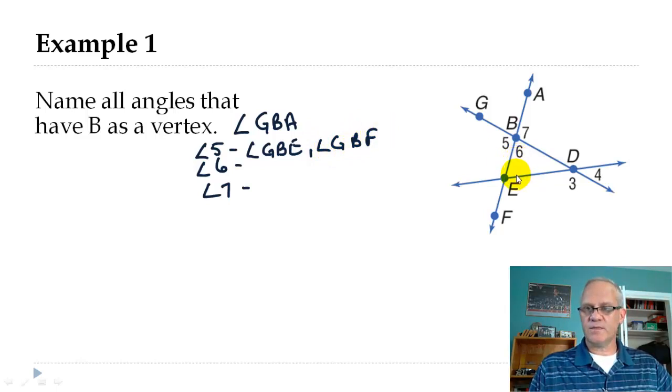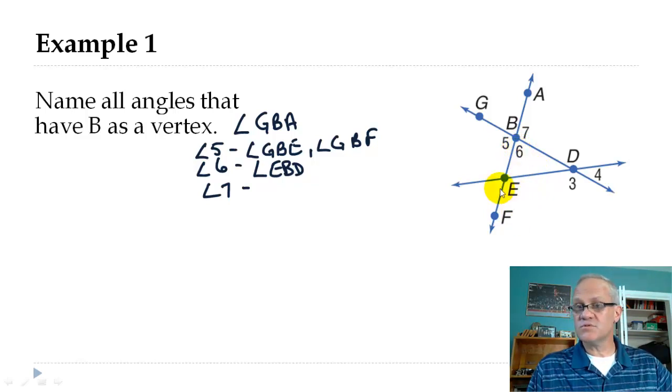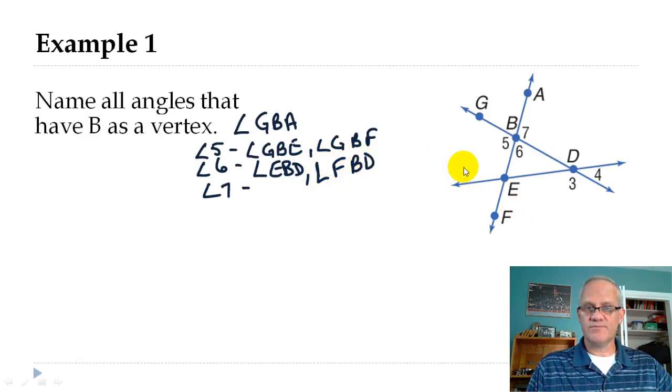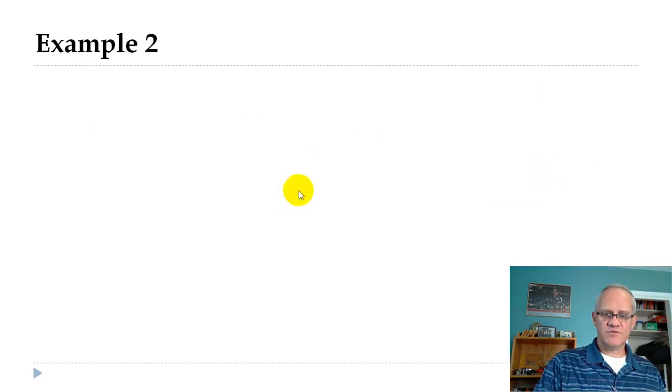Angle 6, you could call angle EBD. What else could you call angle 6? What's that? Did you say FBD? Very good. So angle FBD. If you did F, B, and D, then that would work. Also, the reverse, DBF or DBE, would also work. And then, of course, angle 7 you could call ABD or DBA. Okay? Getting a feel for that?